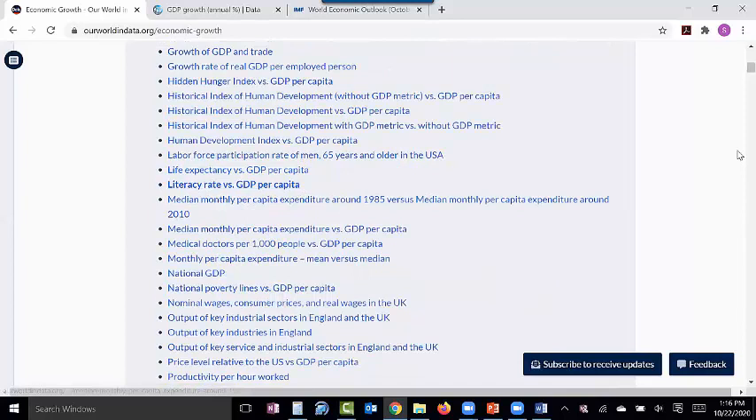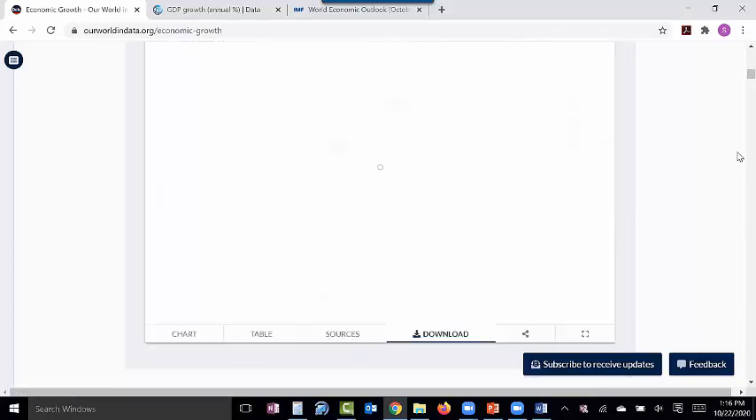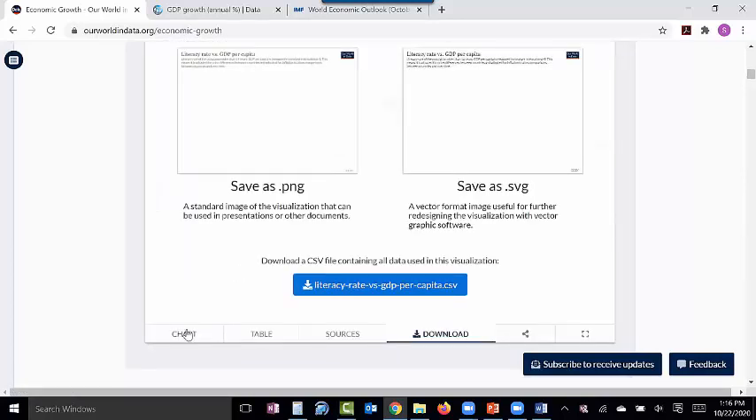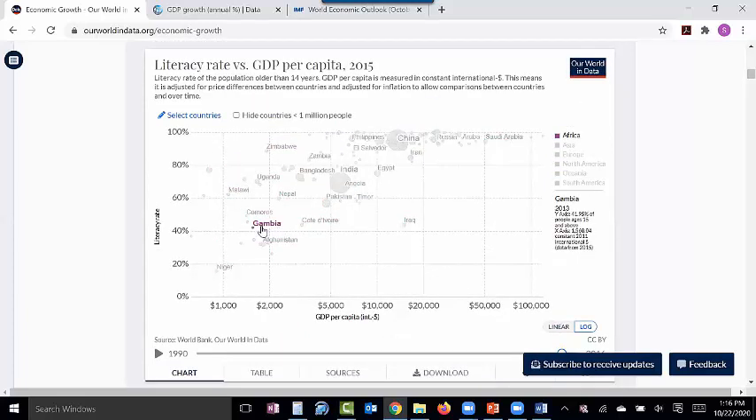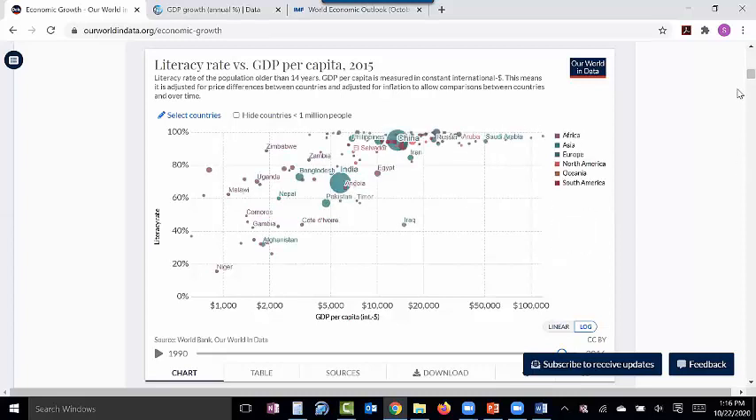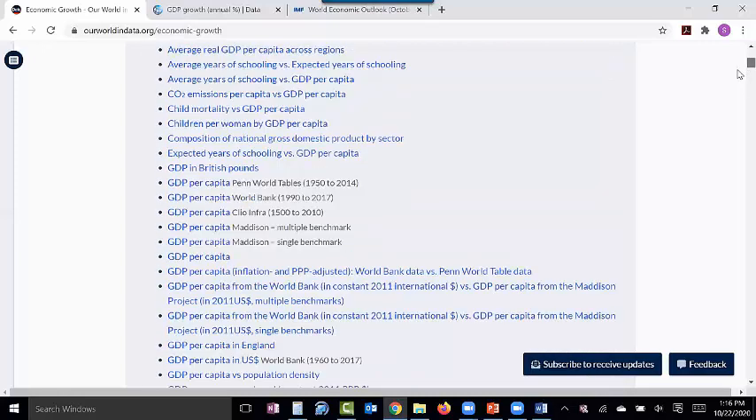Literacy, I thought, was another good one. So, again, in the poorer countries, less of their population is literate. In the wealthier countries, you've got more people that are literate. And that seems to go right about here in the middle. And what was the other one I wanted to look at? Oh, child mortality is a good one.